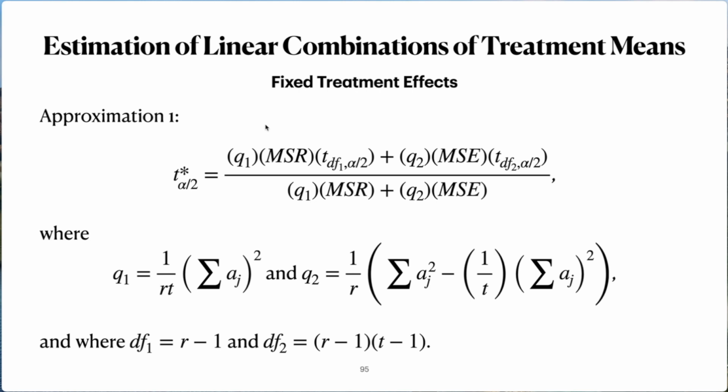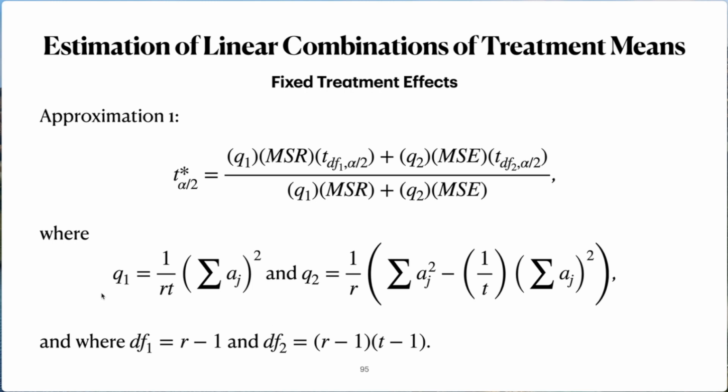Now, it also involves these quantities q1 and q2. q1 is equal to 1 over r times t. Remember that r times t is the number of observations in the experiment. So 1 over the number of observations times the square of the sum of the coefficients. And then q sub 2 is equal to 1 over r, 1 over the number of blocks, times the quantity, which is equal to the sum of the squared coefficient values, minus 1 over t, t being the number of treatments, times the square of the sum of the coefficients.